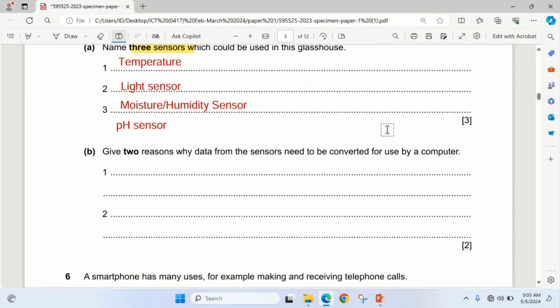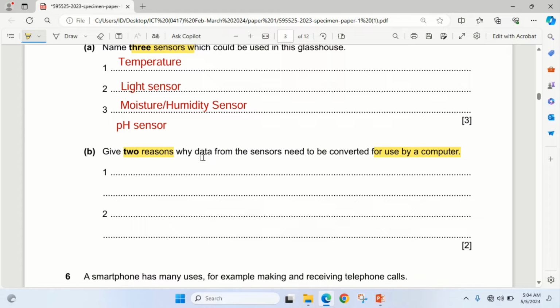So the next question is question 5b, and the question says give 2 reasons why data from the sensors need to be converted for use by the computer. And if you remember, when I was trying to tell you what sensors are, I told you sensors are input devices, but sensors measure analog data and the computer is digital in its operation. So a device is needed for the computer to understand the input the sensors will give to it.